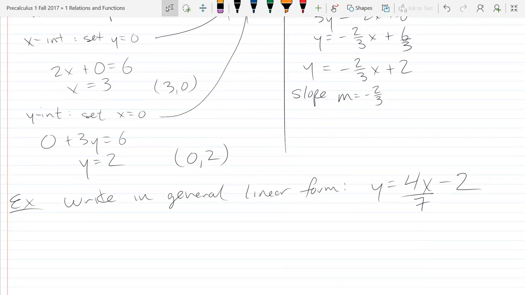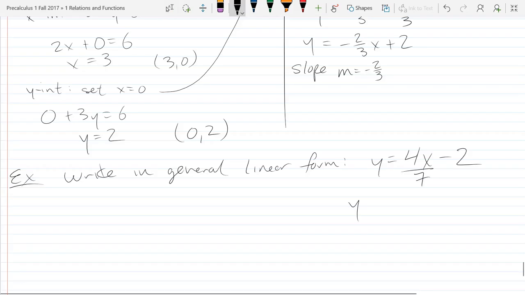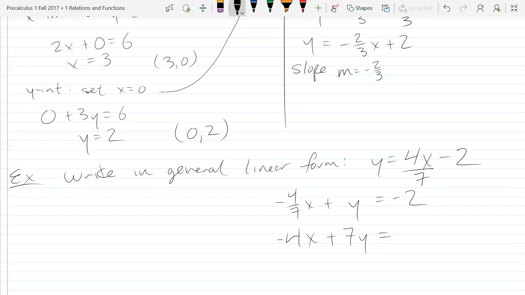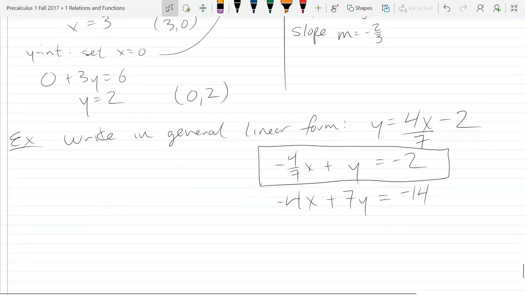All right, so turn this y equals 4x over 7 minus 2 into the general linear form. And there's not one specific general linear form. There's infinite general linear forms. I just got to this one I put in the box first without doing much work. And then if I want to get out of fraction land, I can multiply by 7 and get down to here, the last one. So it's up to you. Where do you want to leave it?